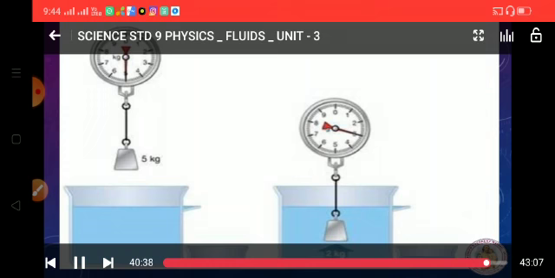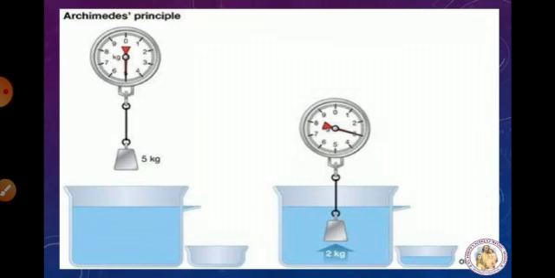Okay, so first here, a 5 kg object immersed in water is acted upon by an upward buoyancy force of 2 kg, which is equal to the water displaced by the immersed object. The buoyancy force reduces the object's apparent weight by 2 kg, that is from 5 kg to 3 kg. Okay, so for a body either partially or completely immersed in a liquid, upthrust is equal to the weight of the fluid displaced, which is equal to the apparent loss of weight of the body.